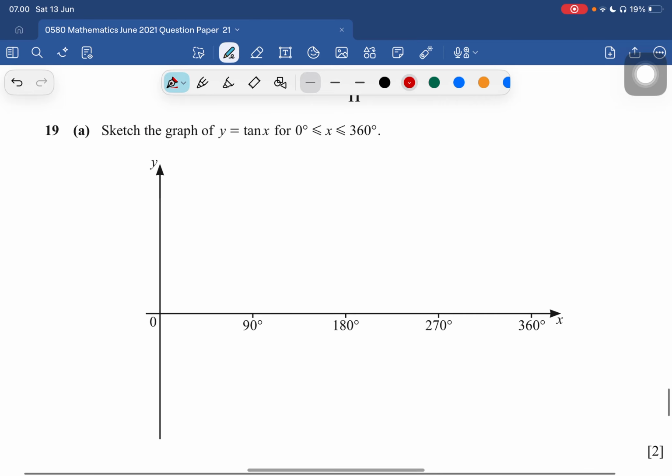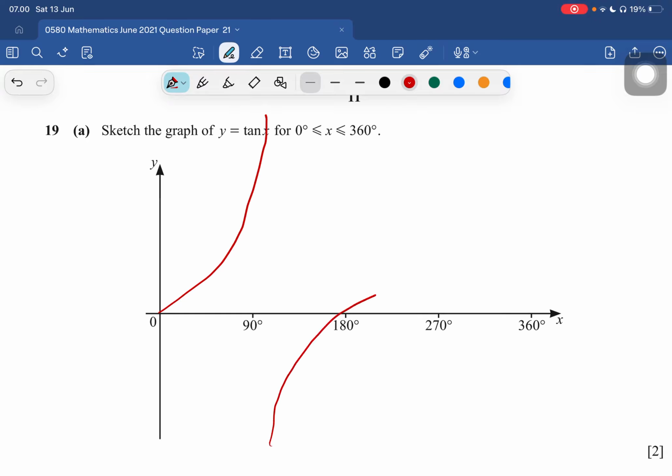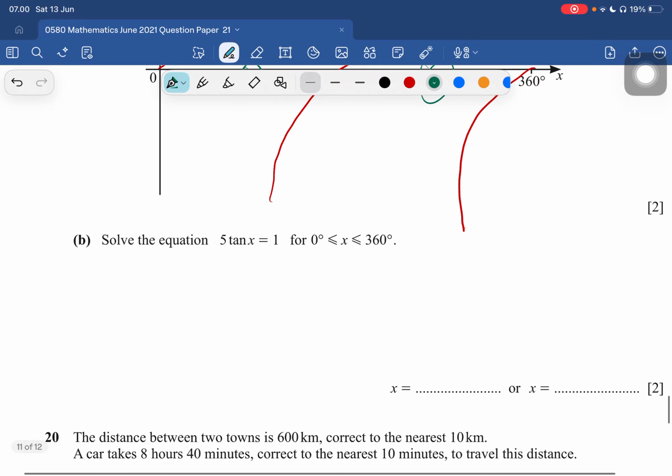Okay, 19. We need to sketch. Okay, we need to remember there is no value for 90 degrees. So we can make ready. Starting from here, 180, 0. Also, starting from the negative. Okay, so there is no value for 90 and 270.